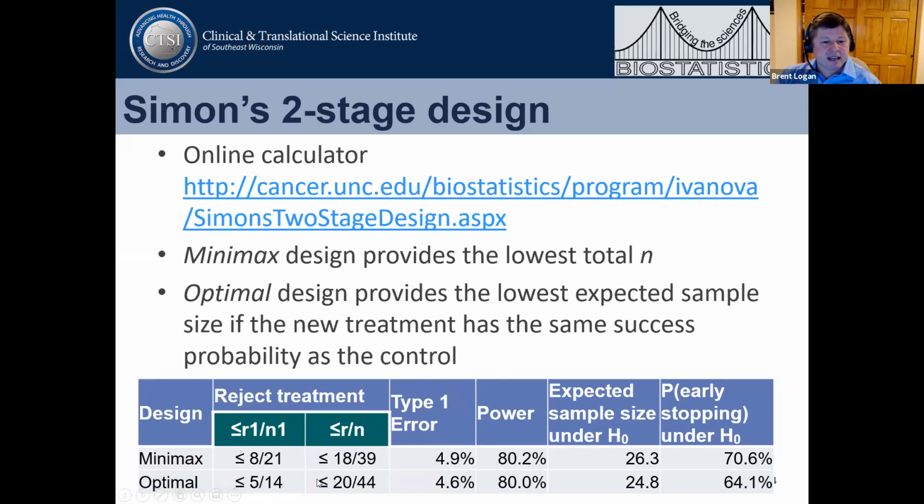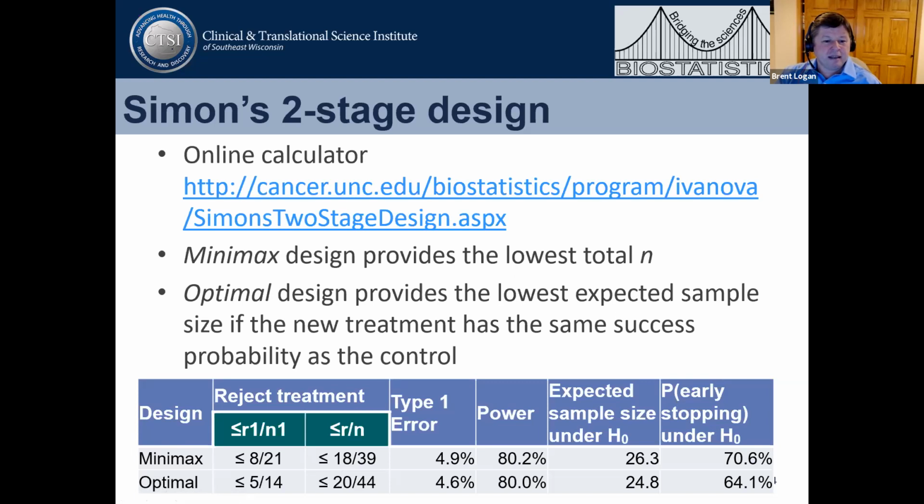The minimax design has a total of 39 patients, 21 in the first stage, and then you would reject the treatment if you have less than or equal to 8 successes in those 21 patients. Otherwise, you keep going to the 39 patients, and again, reject the treatment as not promising if there are less than or equal to 18 successes.